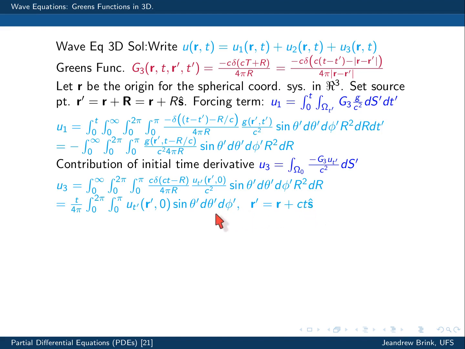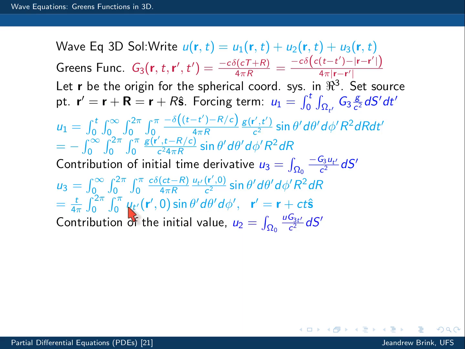And you're evaluating the initial condition's time derivative at this r value. So it's a fixed sphere on which you're taking the average of this initial condition's time derivative, the average over all the possible angles, multiplied by t, to give you the contribution to your u at a specific time at the point r, that's the center of the coordinates or the center of the sphere.